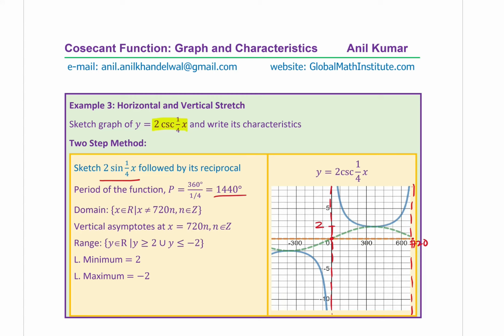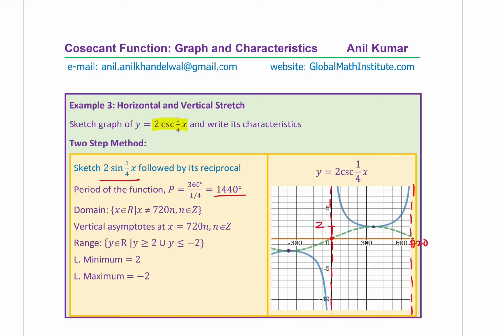And wherever are the turning points of the sine function, at those turning points, the concavity will be flipped, and then you can get your cosecant function. So that is how you can very easily sketch the cosecant function from the sine function. Perfect. Now you can mention the characteristics as written here.